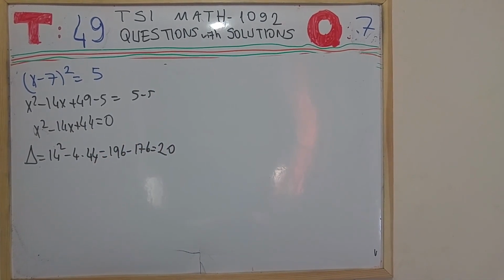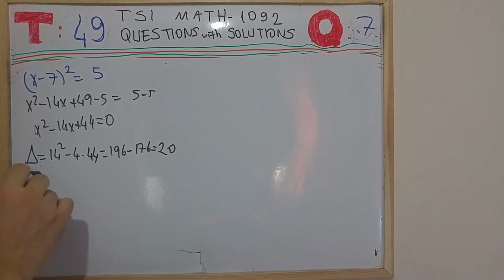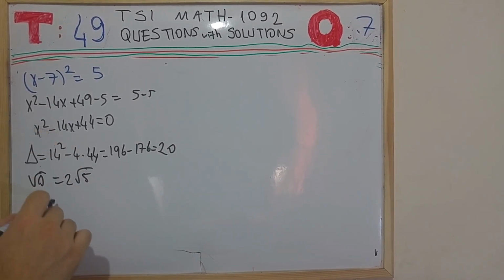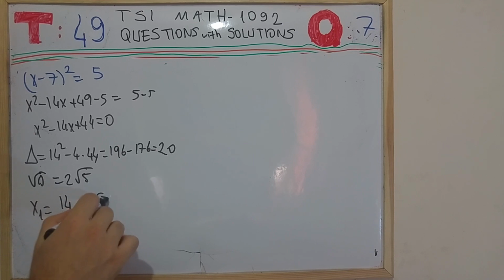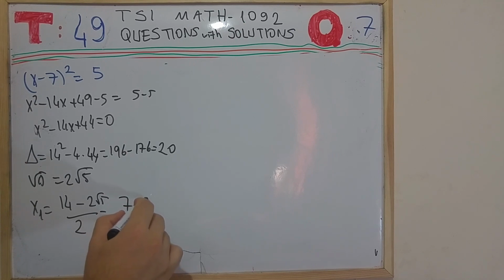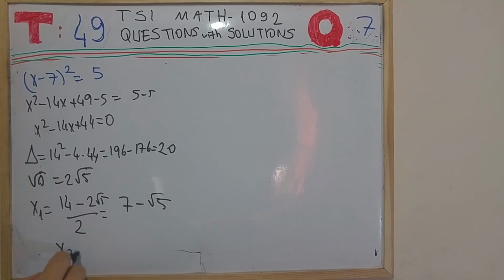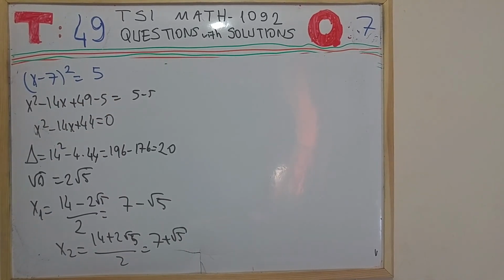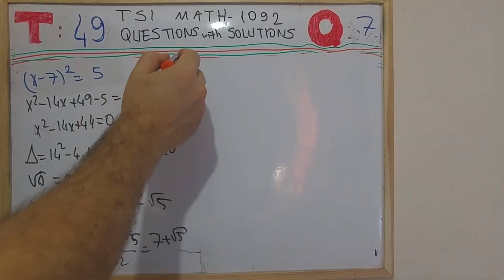So the square root of delta is equal to 2 square root of 5. Now let's find the x values. x1 is equal to minus b, which is plus 14, minus 2 square root of 5 over 2a, which is 2, which is equal to 7 minus square root of 5. And the second one is 14 plus 2 square root of 5 over 2, which is 7 plus square root of 5. This is the first way that we can solve this question. Let me show you the second way too.